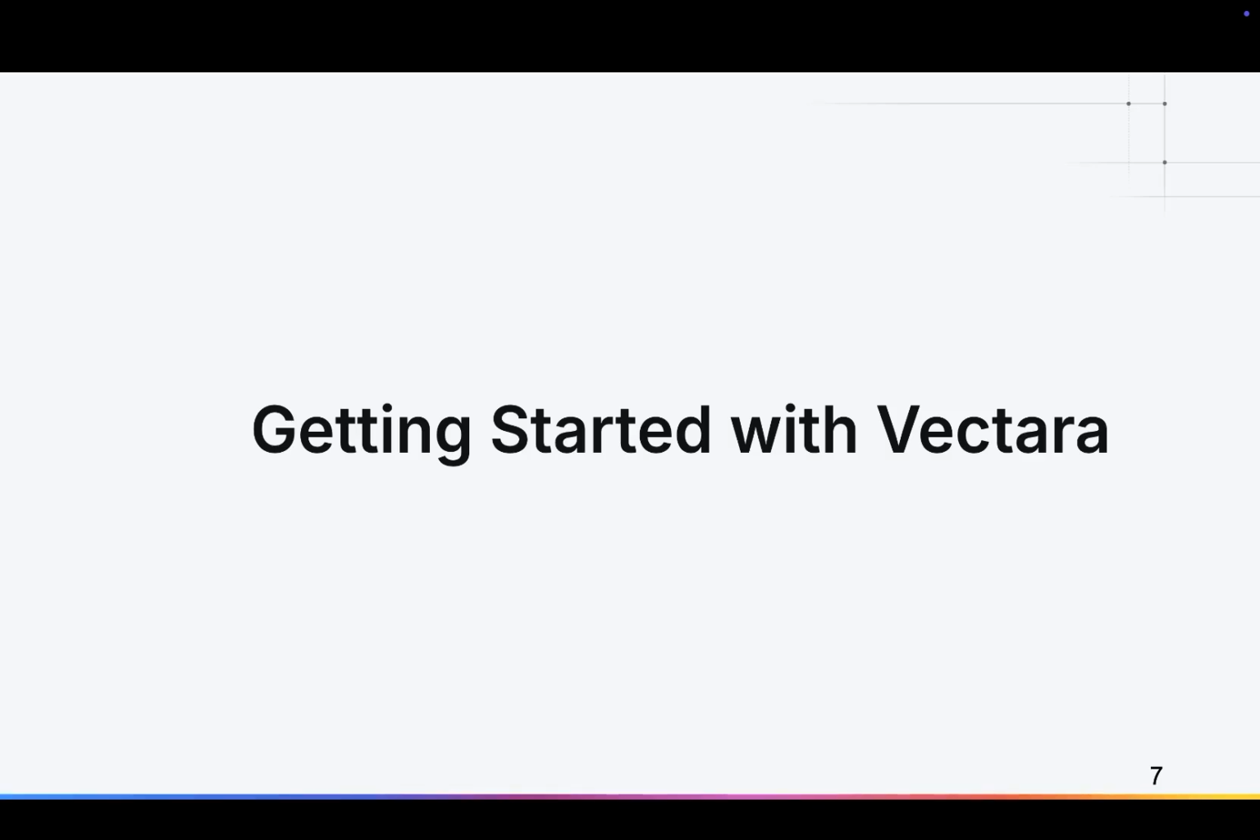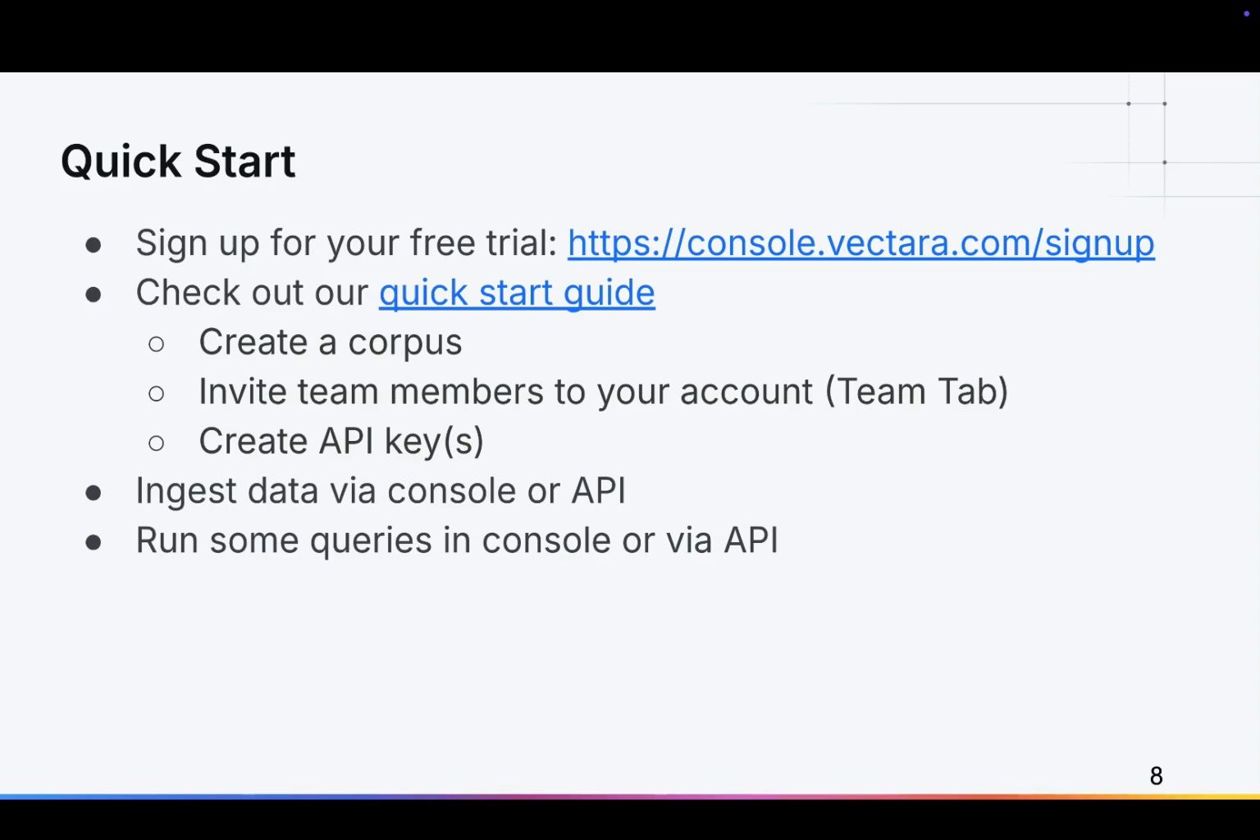All right. So with that, let's get started about Vectara and how to work with it as developers. So first thing I'll say is how to get started is you sign up for your free trial here. Then I would recommend you look through the quick start guide in our documentation. The link is over here. You can create a corpus, invite a team member to your account if you have multiple members in your hackathon team. You can create API keys.